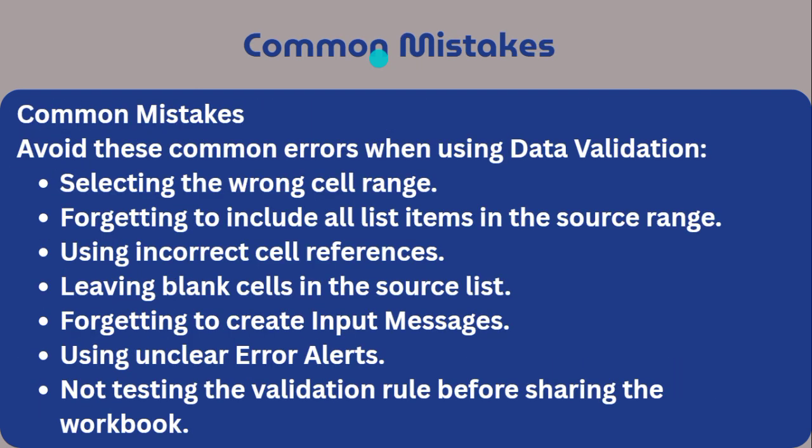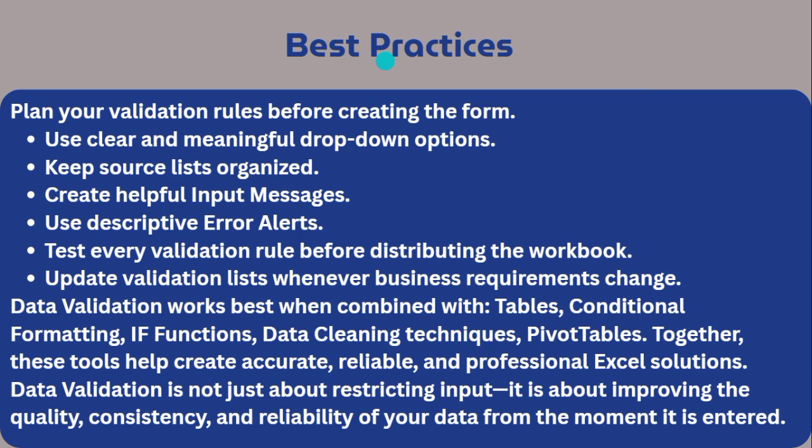Common mistakes to avoid are selecting the wrong cell, forgetting to include all list items in the source range, using incorrect cell references, leaving blank cells in the source list, forgetting to create input messages, and using unclear error alerts. So what are the best practices? Use clear and meaningful drop-down options, keep source lists organized, create helpful input messages, use descriptive error alerts, and test every validation rule before distributing the workbook.